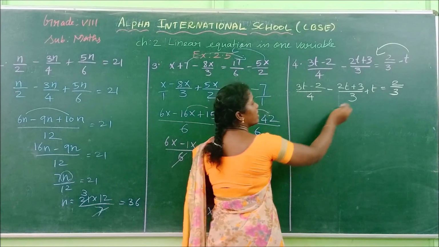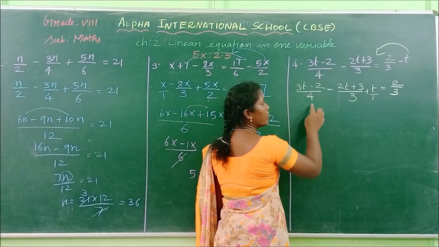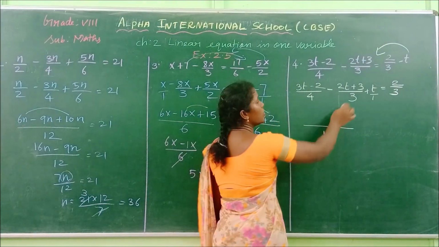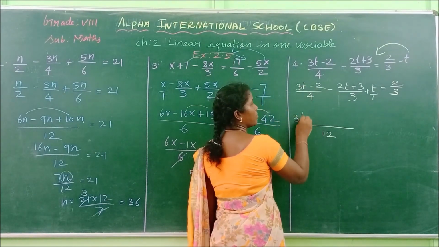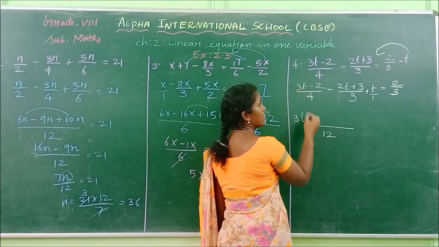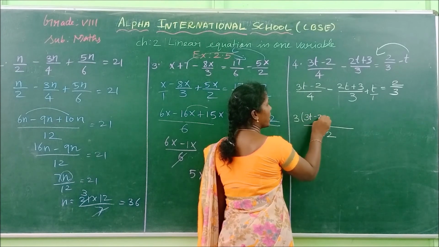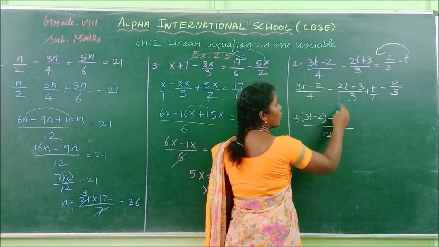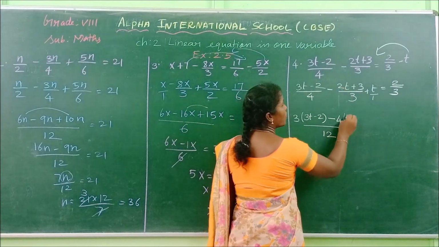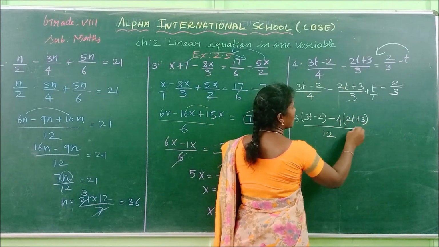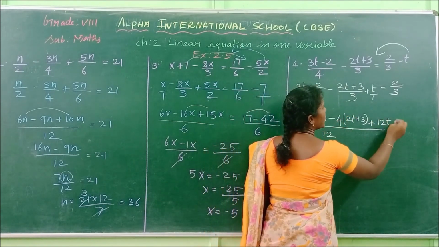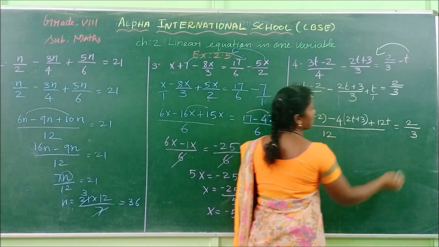How? Listen, here if we consider the denominators 4 and 3, what is the LCM? It is 12. 4 3s are 12. So multiply the first term by 3 because the denominator is 4. 3 4s are 12. So multiply the numerator by 3. So 3 into 3t minus 2 by 4. Second term, 4 3s are 12. So we are going to multiply the numerator by 4. 4 into 2t plus 3. What about the next term? Here the denominator is 1. So multiply by 12. 12t is equal to 2 by 3.